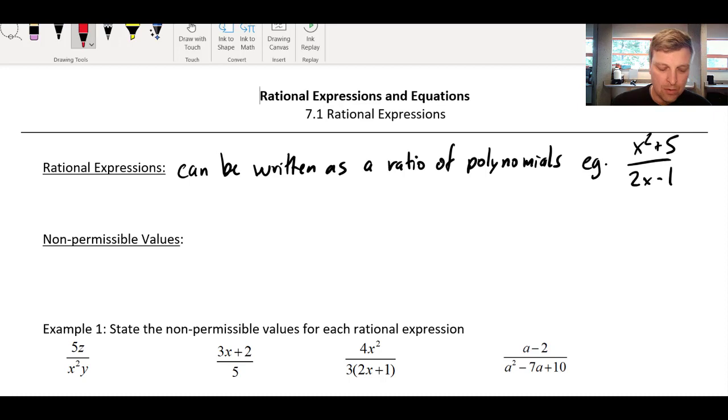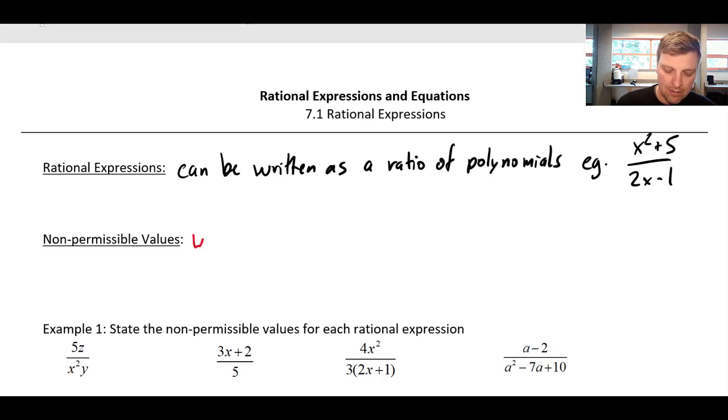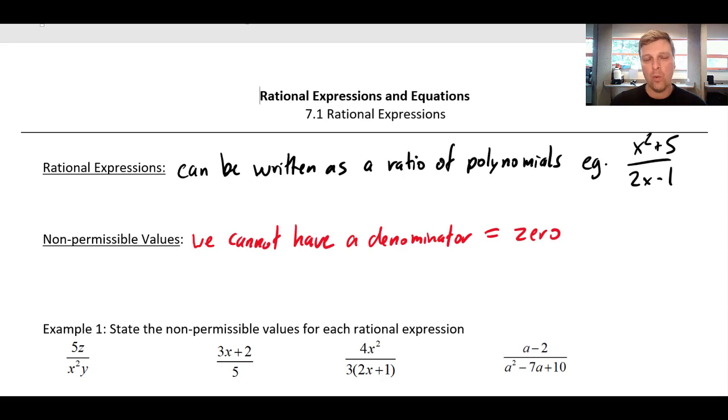Now, when we talk about rational expressions, we're going to run into this idea of non-permissible values, which is basically we cannot have a situation where we have a denominator that equals 0. So with any of these rational functions, we always have to look at the denominator and say, is there a situation there? Is there some value of x that I could put in that would give me a denominator that's 0? Essentially, I cannot divide by 0 because that is undefined.